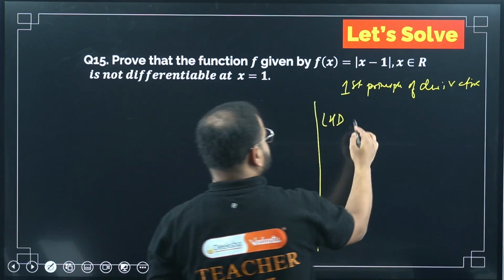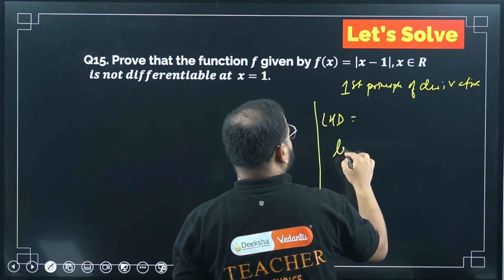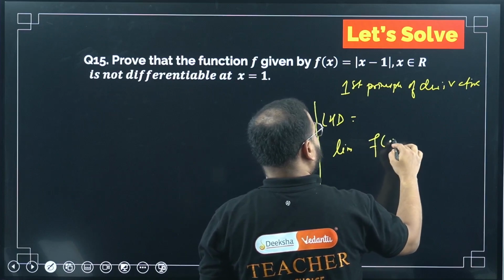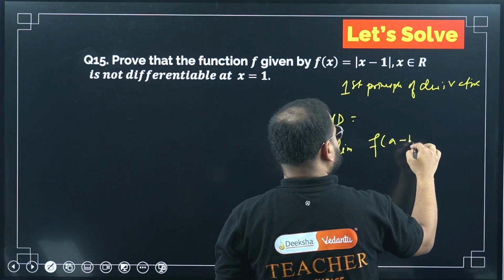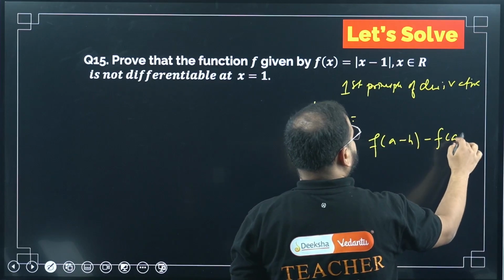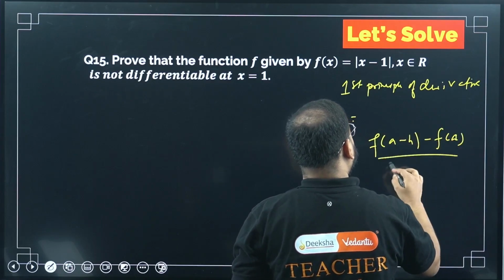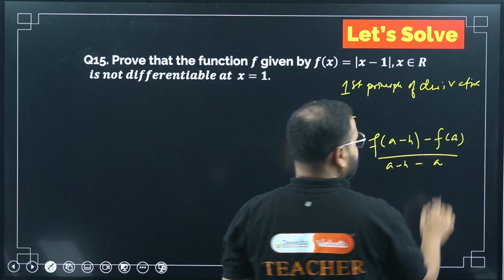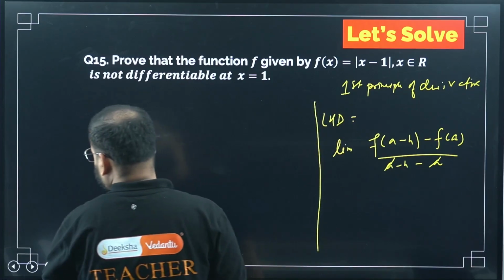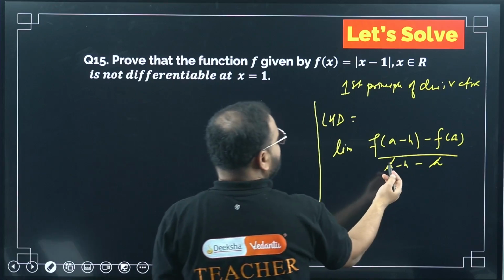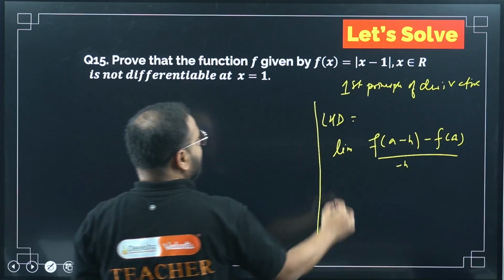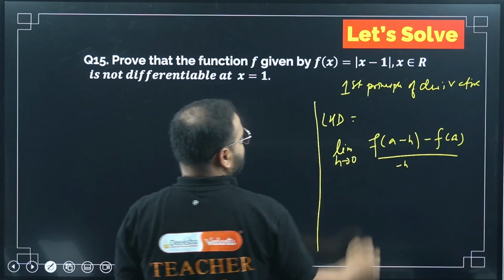How we define it is: limit of f of a minus h minus f of a upon a minus h minus a. Please check here, a gets cancelled, so I can write it as only minus h. And what is the limit condition? H tends to 0. This is my LHD.